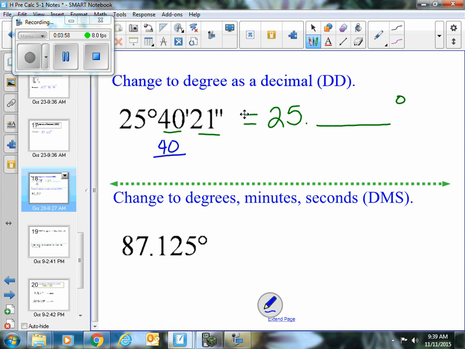So 40 minutes is what part of an hour? Well, we would divide that by 60. And think about that, 40 minutes. That would be 2/3 of an hour, right? 40 over 60 reduces down to 2/3. So 40 minutes, 2/3 of an hour, that makes sense.